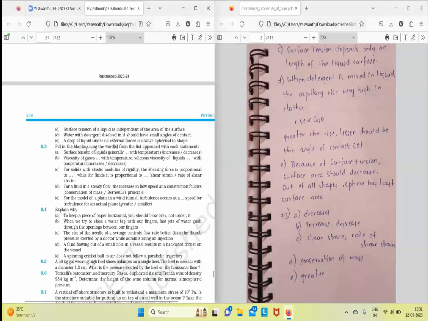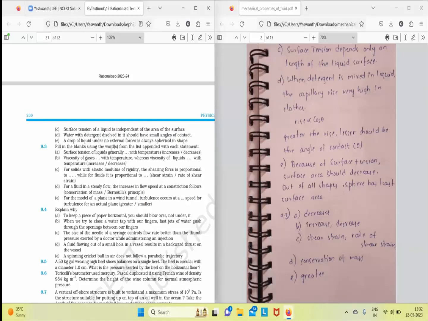A drop of liquid under no external forces is always spherical in shape. Let me explain why it is spherical in shape, why not cylindrical or some conical shape. So in the previous question, we discussed surface tension, right? What's the aim of the surface tension? Why does it come into action? Surface tension comes because of the attraction between molecules.